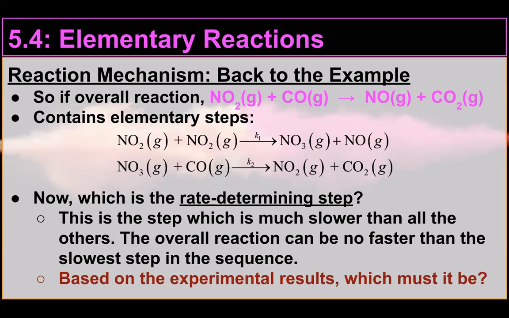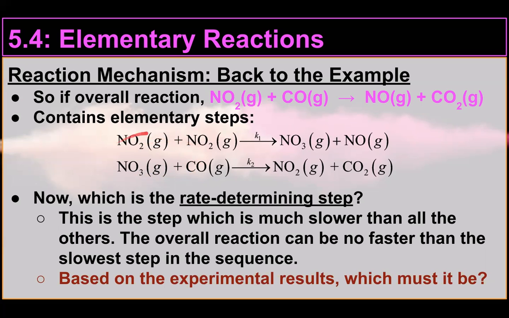Okay, so luckily we only have 2 steps here. And if you remember, the rate law is equal to K times NO2 squared. So that means that for that rate law to work with our elementary steps, one of these steps needs to have reactants that match the rate law. Okay. So NO3 plus CO does not match NO2 squared. NO2 plus NO2 does. Right?